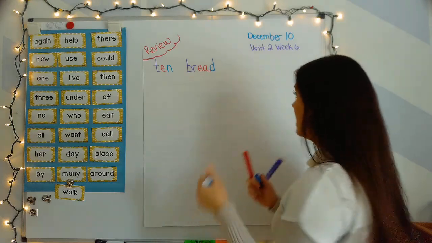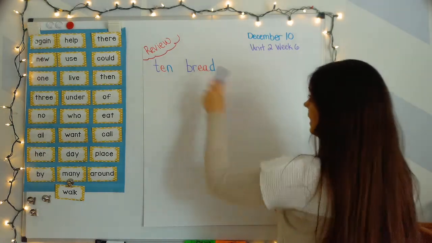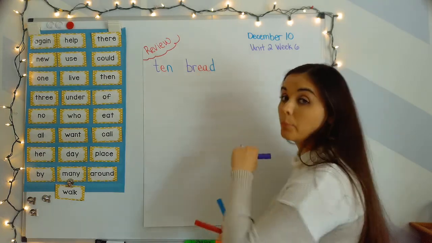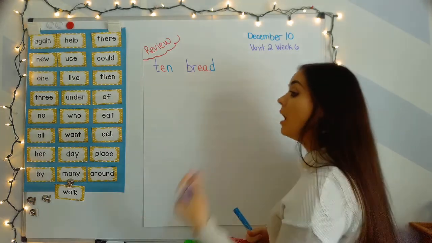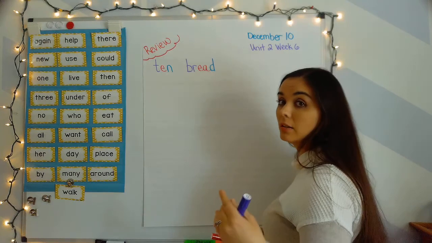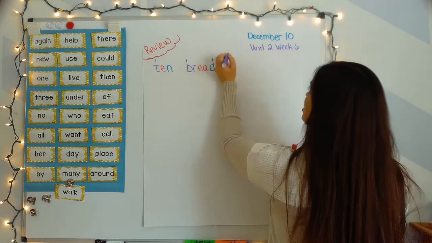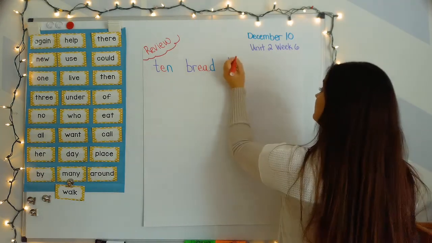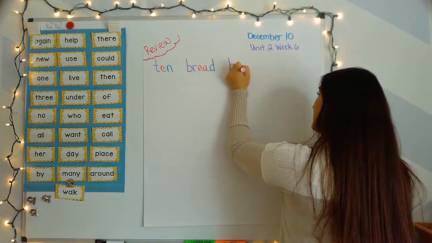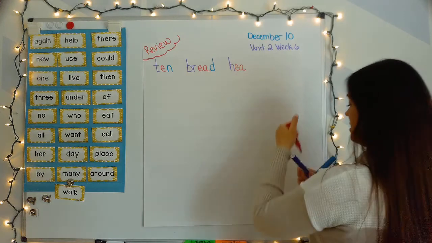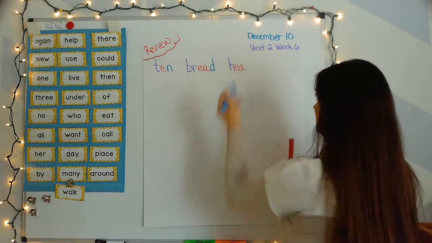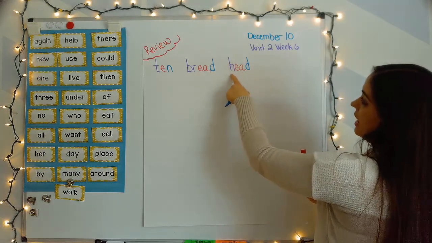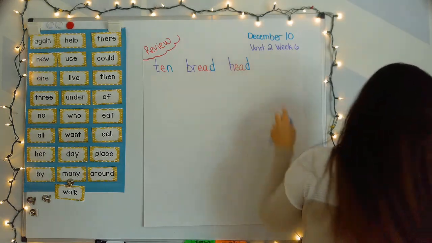Head. So we're going to take bread and we're going to turn it into head by replacing the br and adding an h. So what letter makes h? Yes, an H. Thank you so much. I saw some lips moving, even saw a hand. Thank you. E and A, D says da, ed, head.